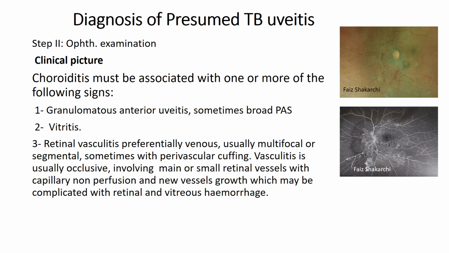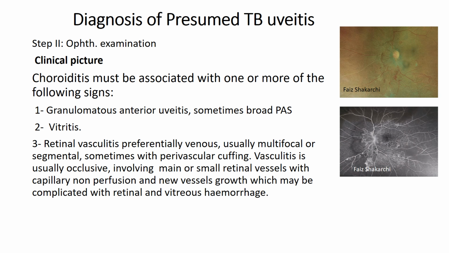Choroiditis must be associated with one or more of the following signs. If more than one sign is present, the probability of TB uveitis is increased. First, granulomatous anterior uveitis with anterior and posterior synechiae, sometimes broad peripheral anterior synechiae, iris nodules, and iris granuloma.